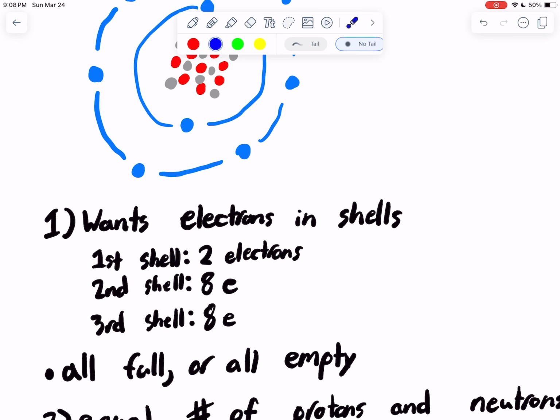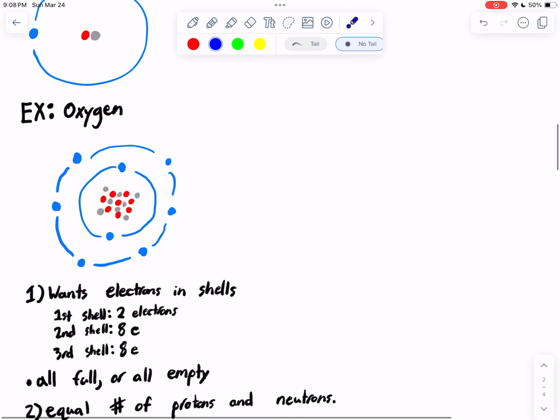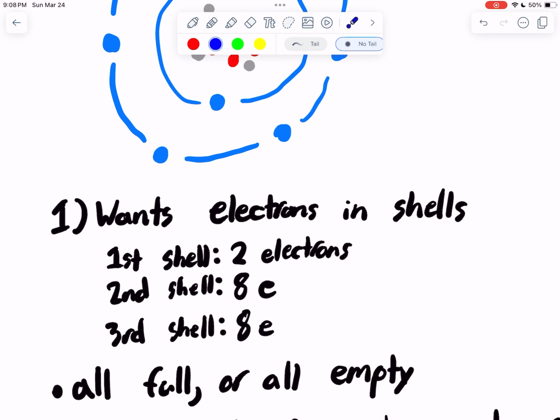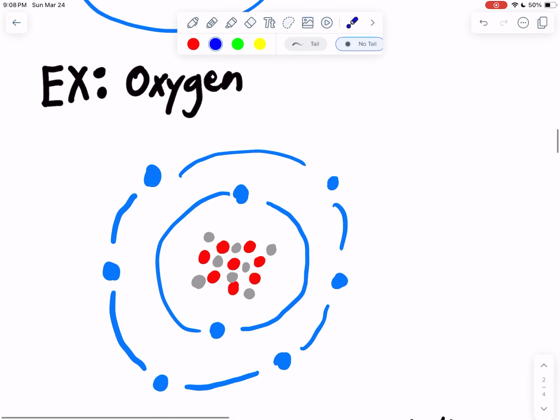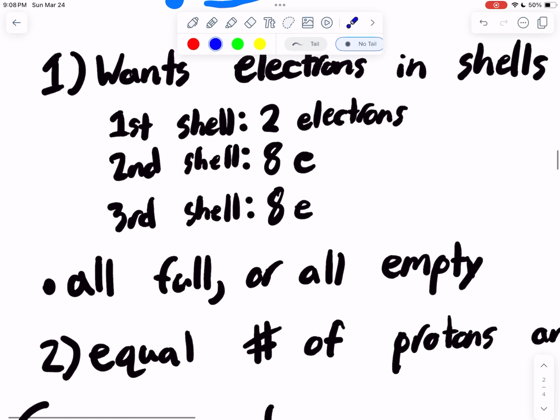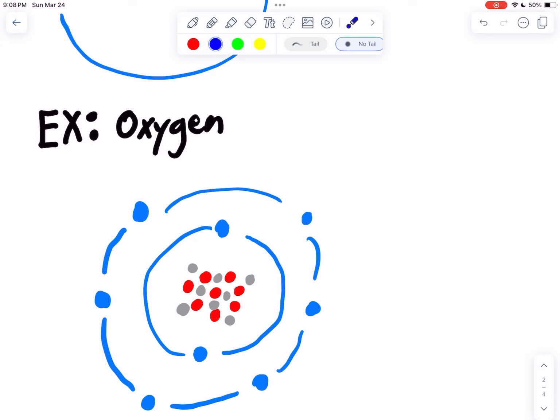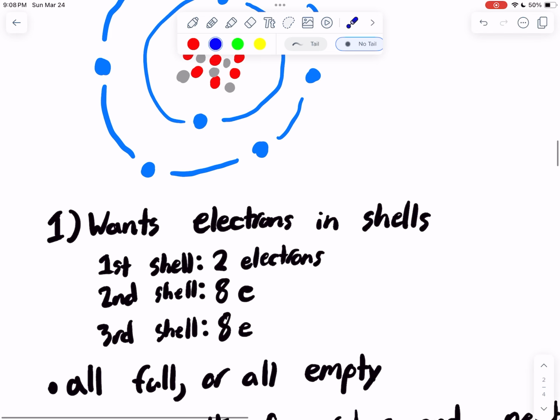The first shell of any atom wants to be filled with 2 electrons, just 2. And the shells outside that want to be filled with 8 electrons. And basically the caveat is that atoms want to have either fully filled shells or fully empty shells to be the most stable form they can, or else they want to get rid of or add electrons in order to get the most stable they can be, which is when they have complete full shells or complete empty shells.